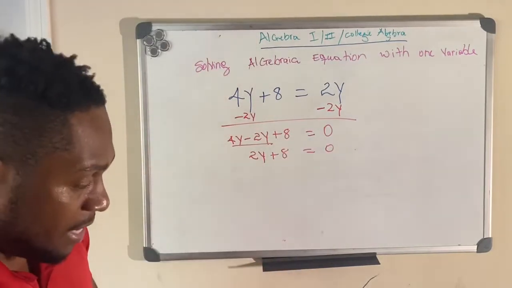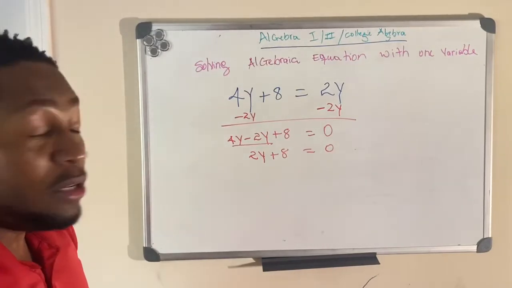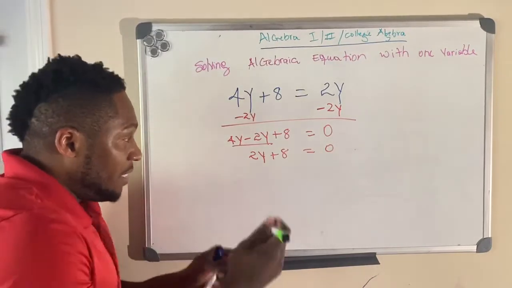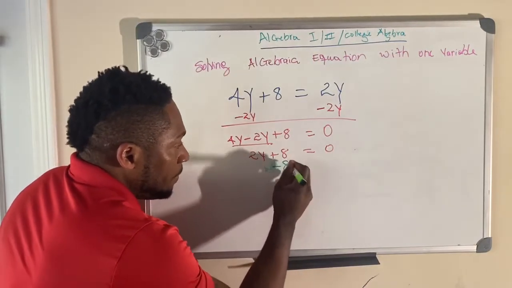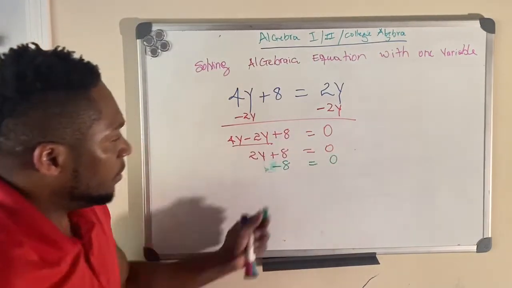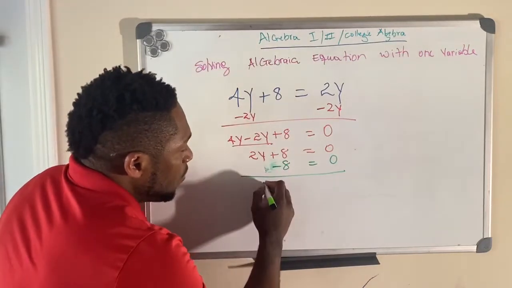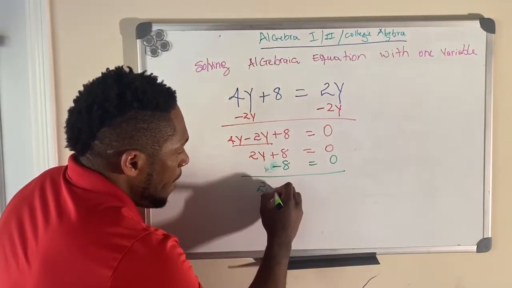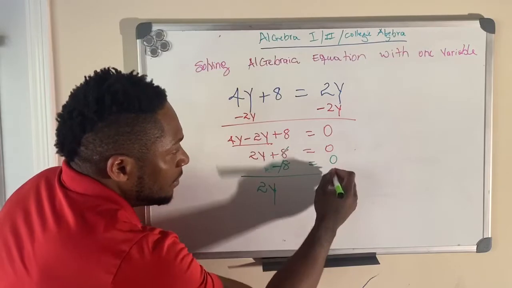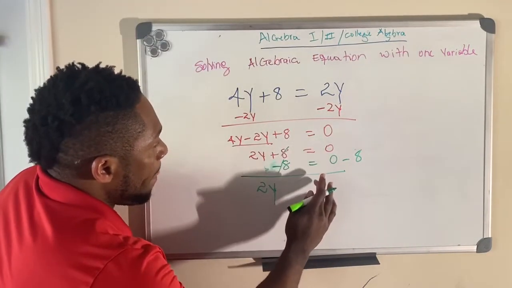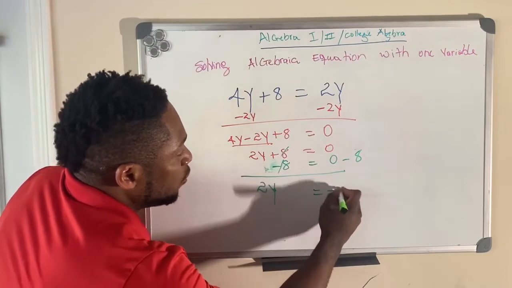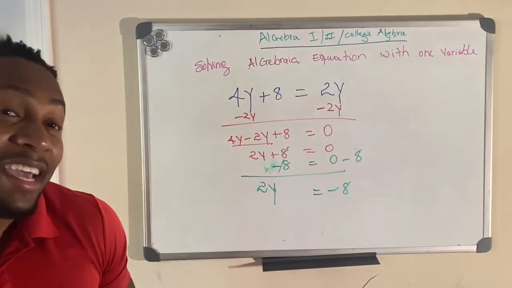So we're going to send the 8 to the other side. The way we do that, positive 8 here, to send it to the other side, you say minus 8. Minus 8 is equal to 0. So what you have here is 2y. 8 minus 8 is equal to 0, and then you have a minus 8 on that side too. 2y is equal to negative 8.